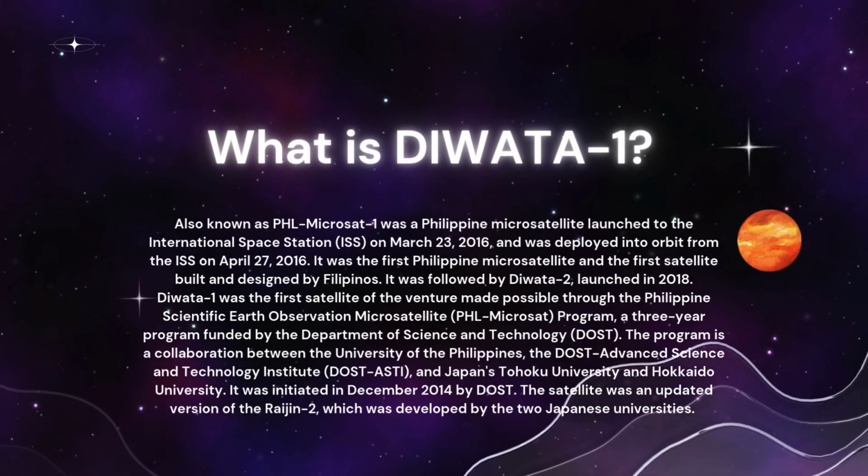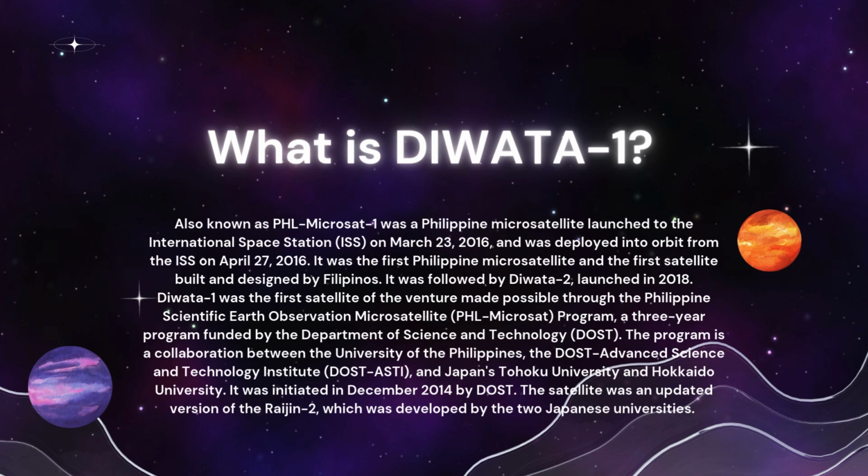Diwata 1, also known as the PhilMicrosat 1, was a Philippine microsatellite launched to the International Space Station on March 23, 2016, and was deployed into orbit from the ISS on April 27, 2016. It was the first Philippine microsatellite and the first satellite built and designed by Filipinos. It was followed by Diwata 2, launched in 2018.